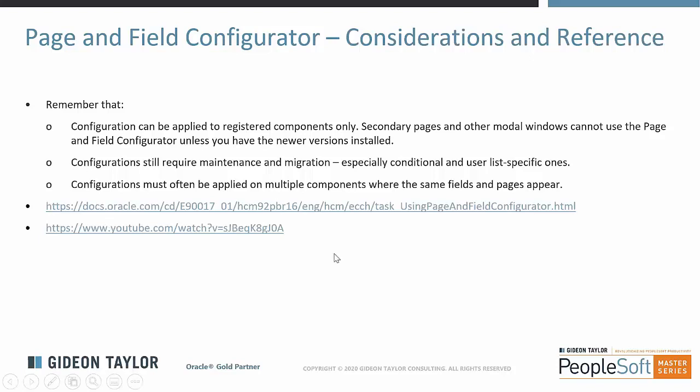And then finally, configurations must often be applied to multiple components where the same fields and pages appear. For our campus users, I had to duplicate all of my configurations between the class data component and the class data new component. One is maintain schedule of classes and the other is schedule a new course. They're virtually identical components, but they had different component names, so I had to duplicate all of my configuration. For our HCM clients, consider job data and job data EMP. Those are different components, even though they look very similar. You would have to configure those separately.